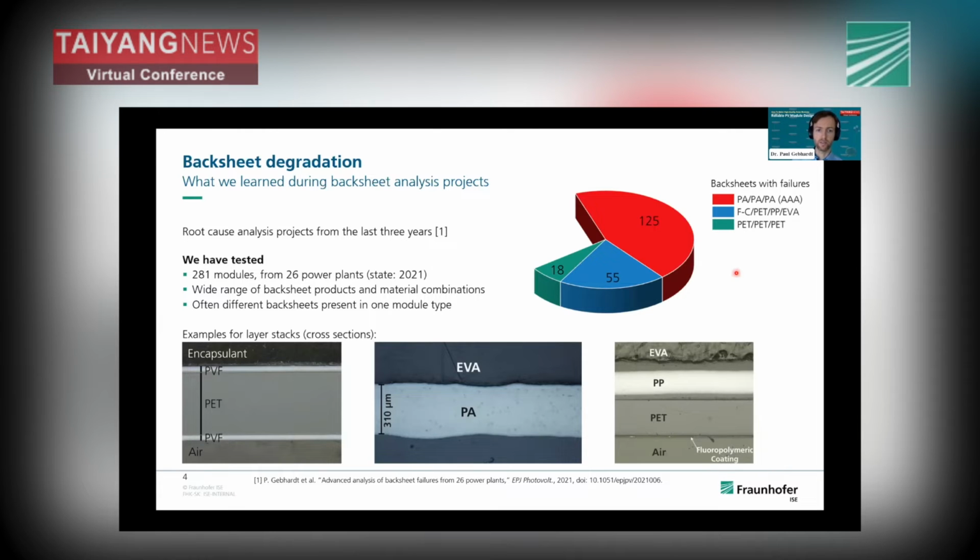So coming back to the problematic backsheet that we observed, another one was this rather special configuration of a fluoropolymeric coating, then a PET layer, and then a polypropylene layer. And it was this polypropylene layer, as you will see on some of the next slides, that was not very well protected against UV radiation, and was then decomposing upon longer times of UV irradiation.